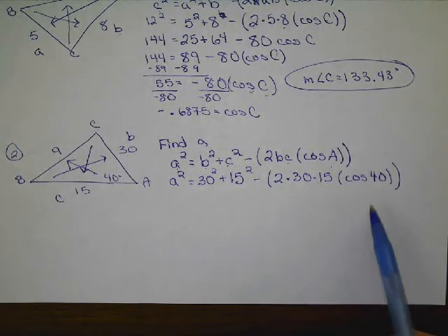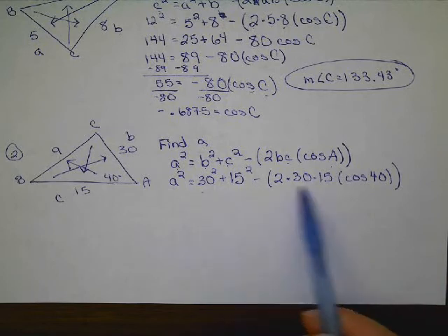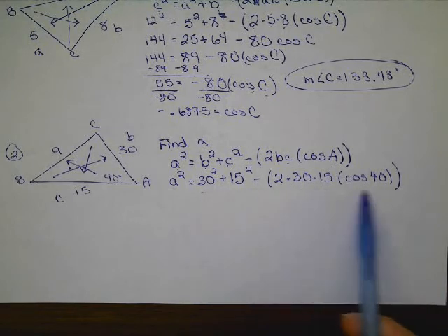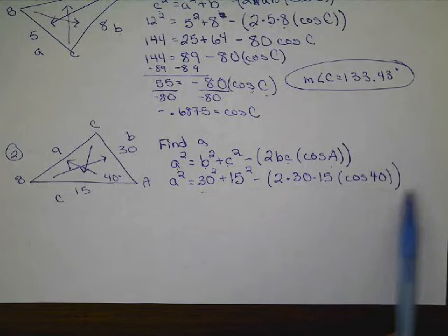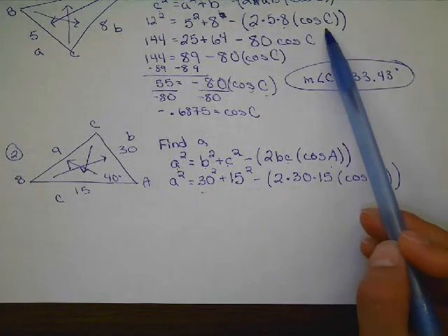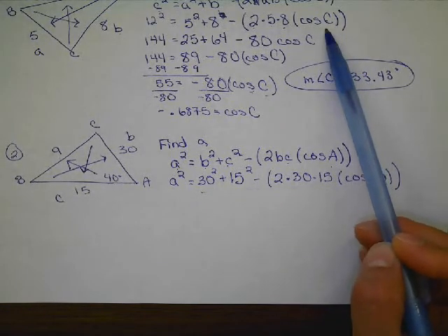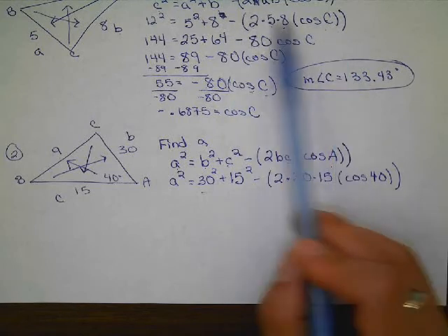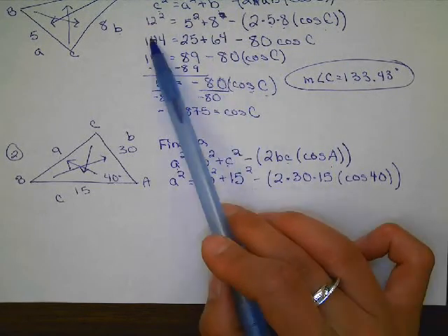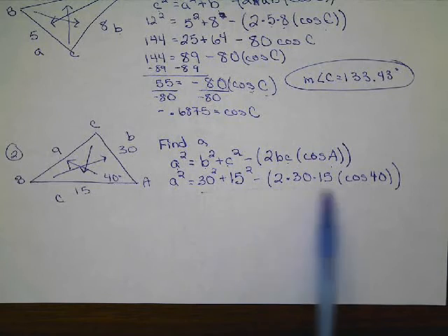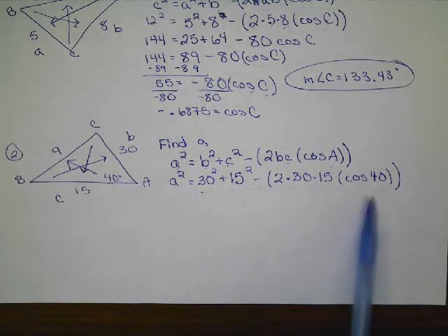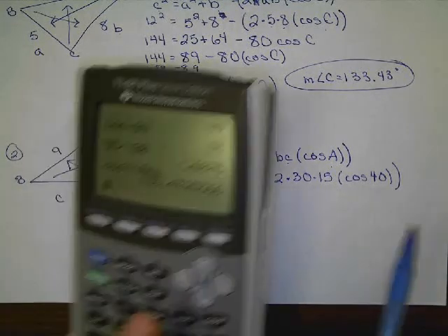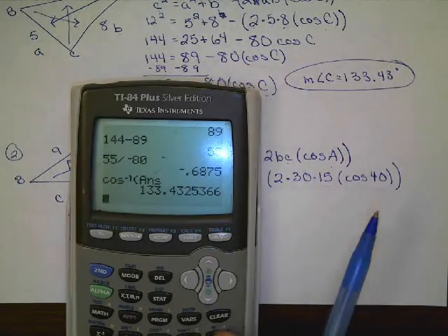Now if you look at this one, we don't have an unknown in this part of the equation at all. So I can just punch this straight into my calculator. In example 1, we had our unknown cosine C in this part of the equation, so we had to do algebra and move everything over. But here, since everything is solved for on this side, we can just punch it in our calculators. Make sure you're in degree mode.